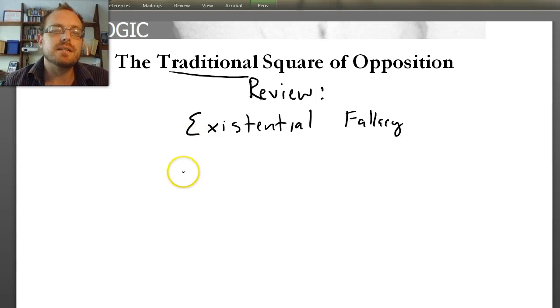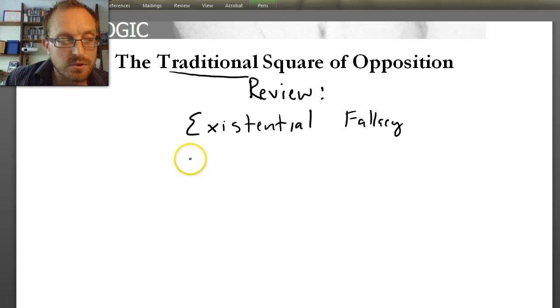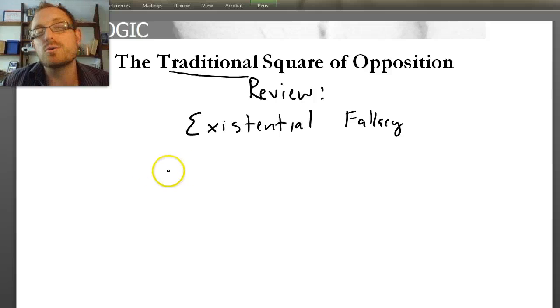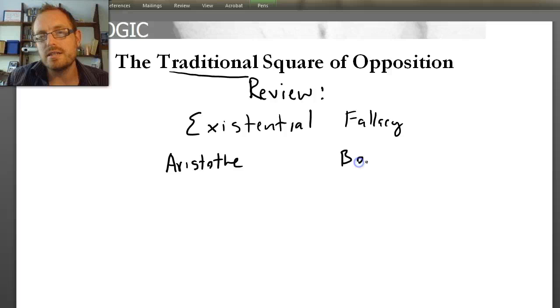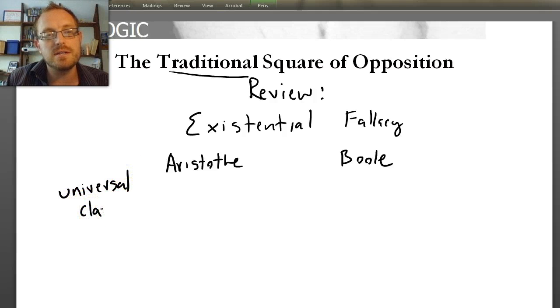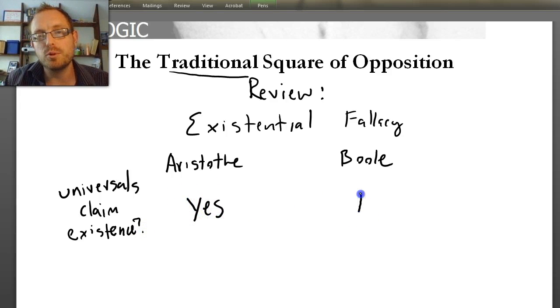It goes back to the idea that the traditional square of opposition actually allows you more options, whereas the modern square of opposition is much more minimal. It goes back to the difference between Aristotle and Boole. To keep it simple, the debate these two philosophers have, separated over a couple millennia, is on the question of whether universal statements make claims of existence. Do universals claim existence? Aristotle thought yes, they do, and Boole thought no, they don't.